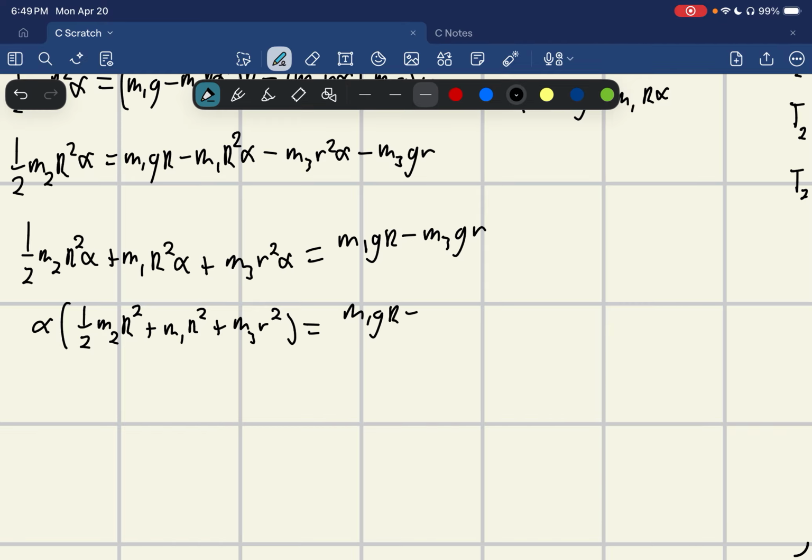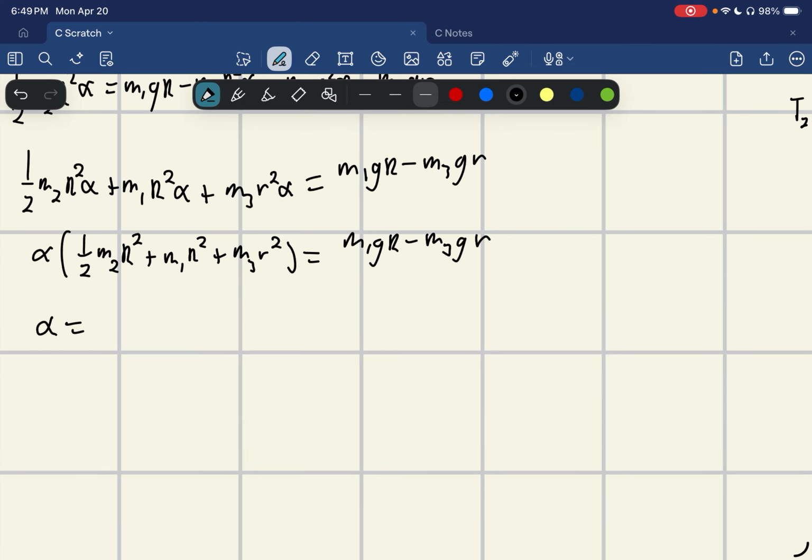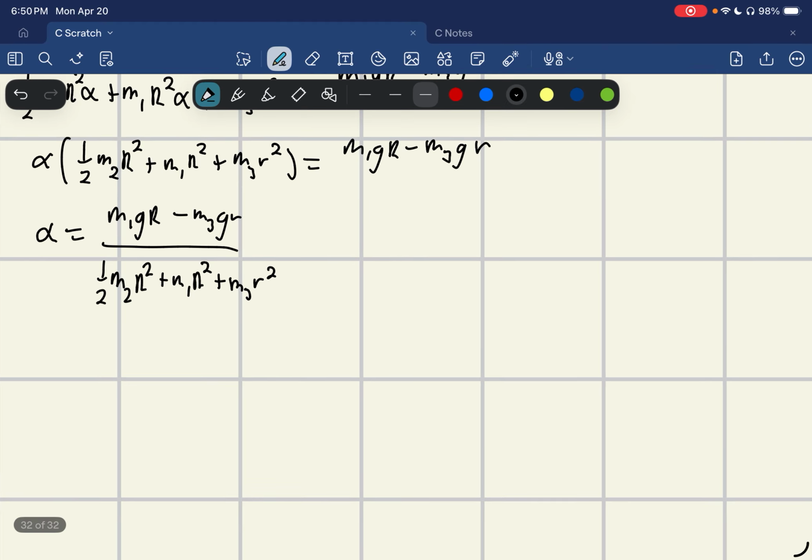M1 g big R minus M3 g lower r, and I just isolate for alpha by dividing that big chunk, or the parentheses, to the other side. So alpha is equal to M1 g big R minus M3 g lower r all over 1/2 M2 big R squared plus M1 big R squared plus M3 lower r squared. And I just plug in its values.